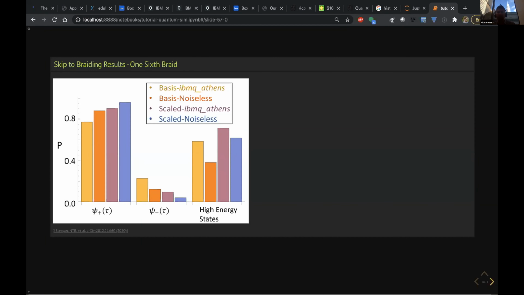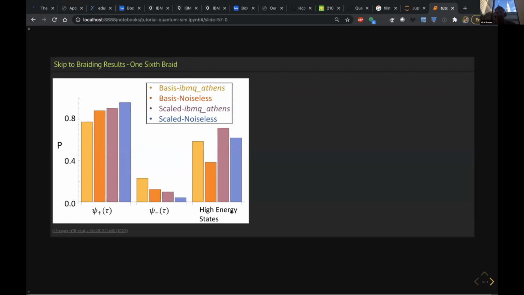So in order to compare them, we looked at 1/6 of the braid to see how well we did. There are some peculiarities about unwinding the circuits mid-braiding, but we did our best just for comparisons. What we show here is that the basis that you run is going to give you a probability of, and I should have said that, sorry, in this case I told you psi plus was supposed to map to psi plus. So psi plus is the successful braiding, and psi minus is the unsuccessful braiding in this case. The high energy states are going to be outside the computational basis.